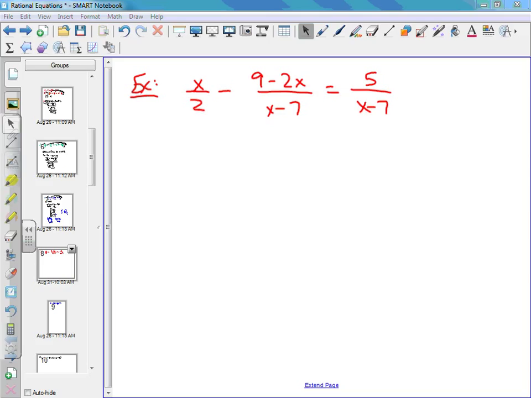Is that x over 2 or x over z? X over 2. I put dashes over my z's, in between my z's. My 2's do not have any dashes.